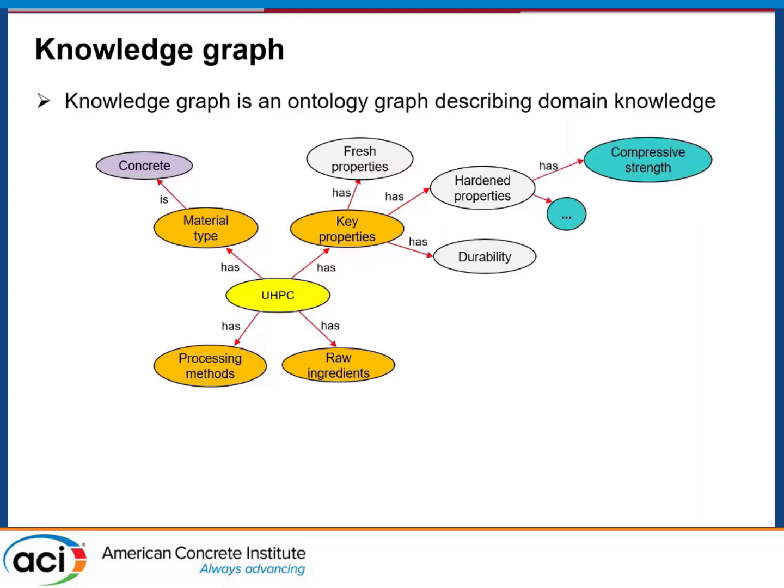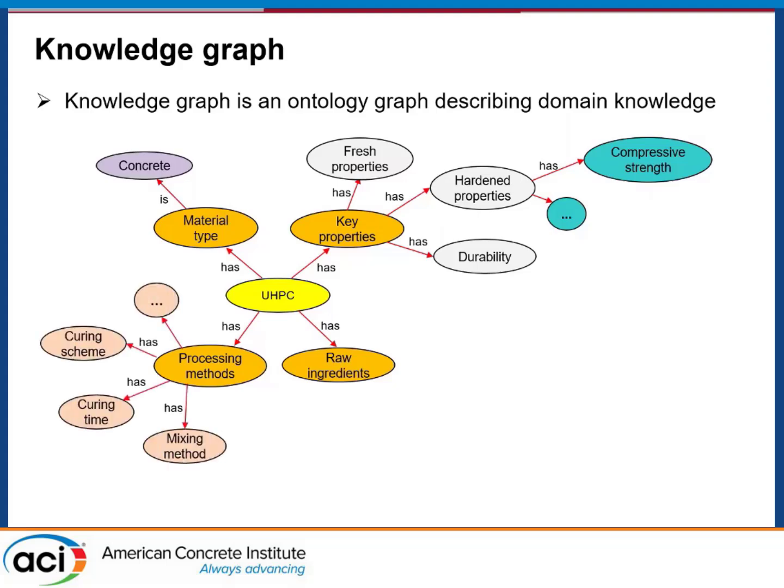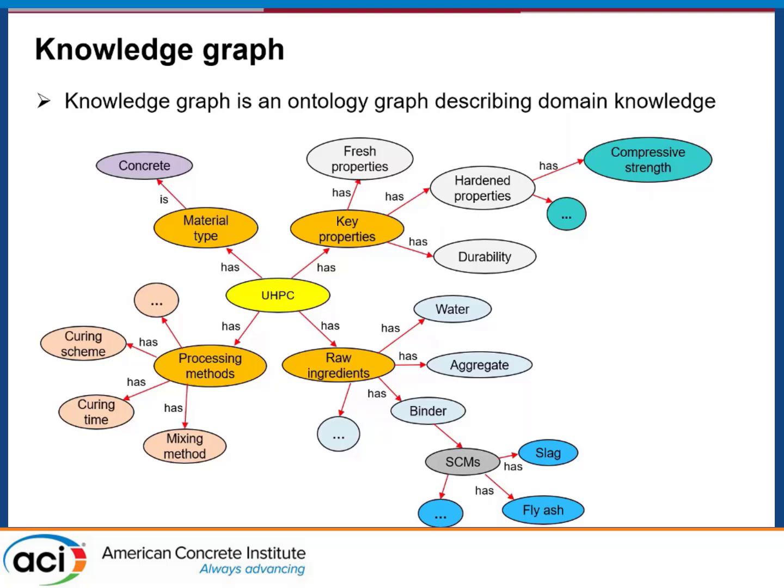And further, you can extend it into the specific properties like the compressive strength, tensile strength, durability, et cetera. And in the same way, we can see the categories of the processing methods like the curing scheme, curing time, and mixing methods, as well as the raw ingredients like the water, aggregate, binders. So each of the key entities can be extended and divided into specific entities that are correlated to some chemical compositions and physical properties which impact the key properties of UHPC.